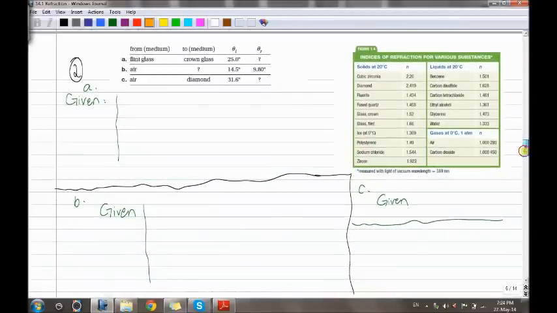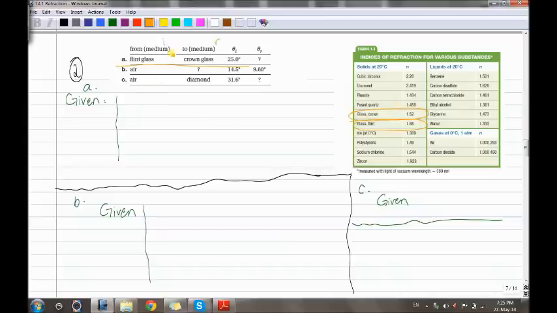Now let's move to more practice. First, let's do A. A, flint glass. Whenever they say "from medium," know that this is the incidence angle, and "to medium" is the refraction. First of all, flint glass, which is given here as 1.66, and then we have crown glass, which is also given as 1.52.